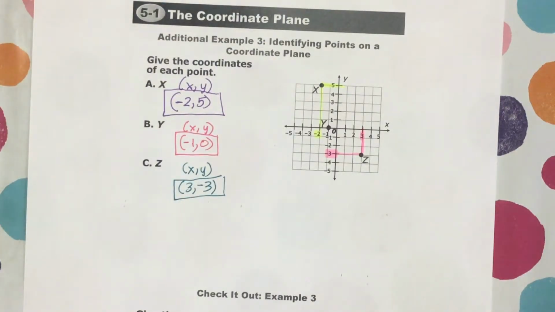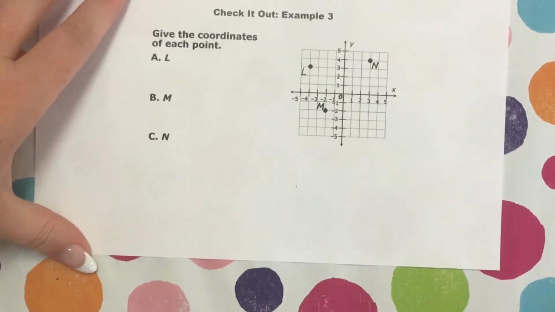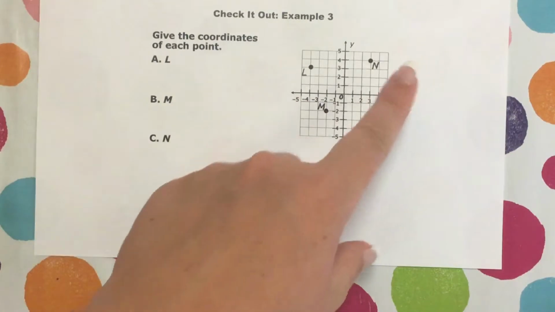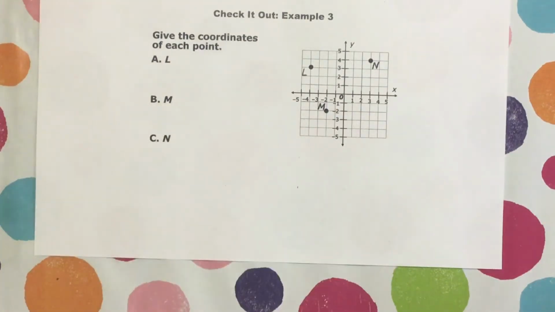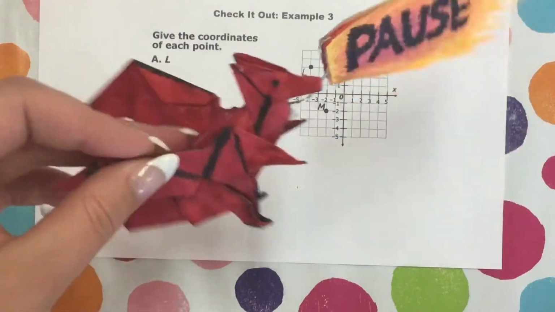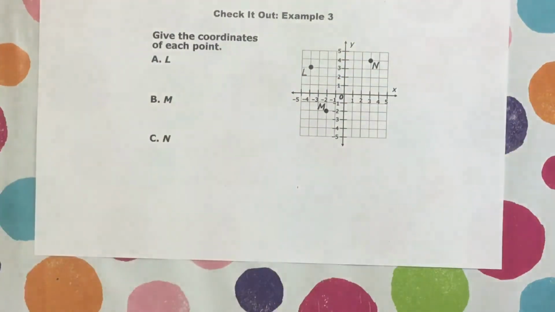Okay? Now it is your turn, ladies and gentlemen, to check it out. Example 3, I want you to go ahead and give the coordinates of each point, L, M, and N. So here's my lovely friend, the Pause Dragon, reminding you to pause your device. When you get done with those 3, press play and we'll go over the results. All right, see you in a bit.